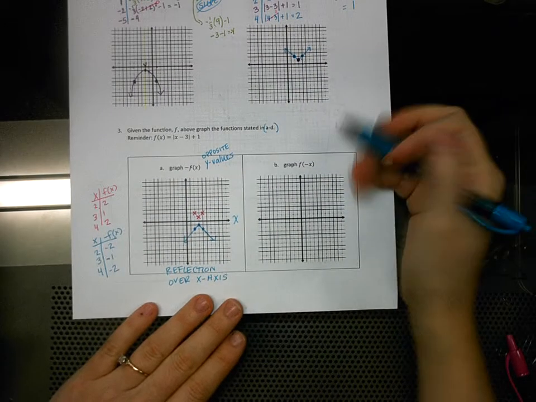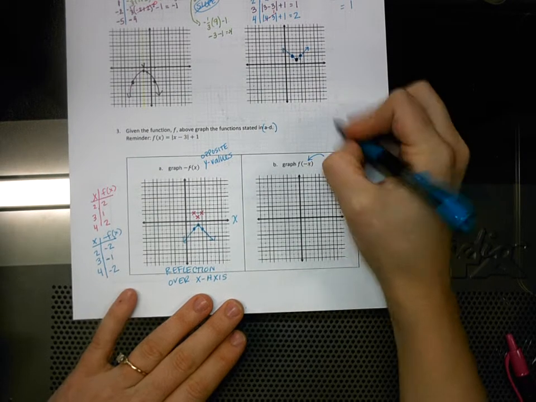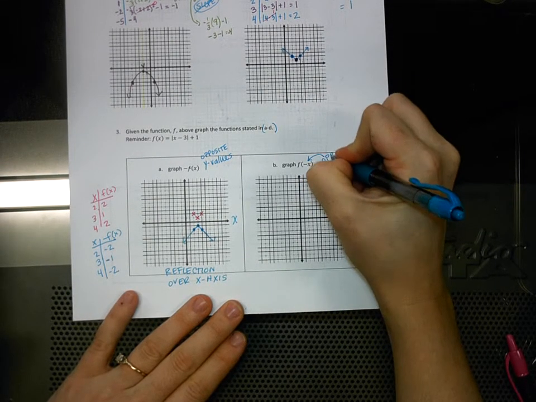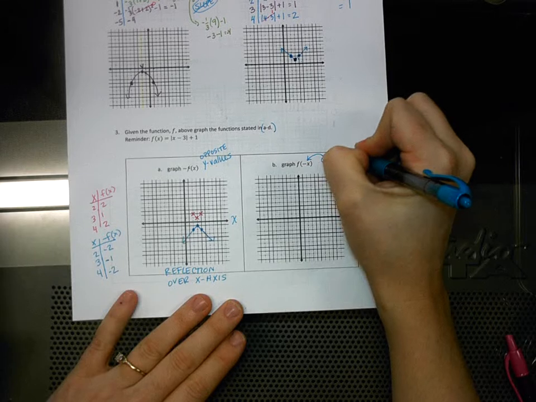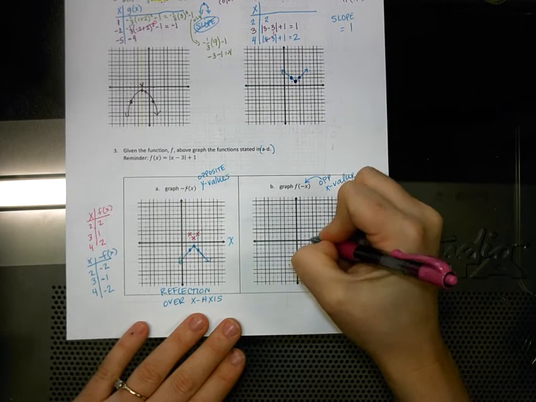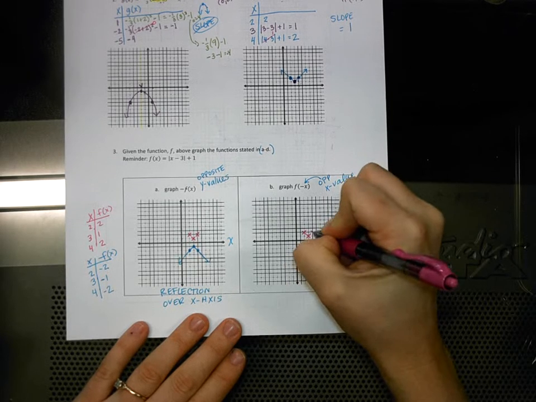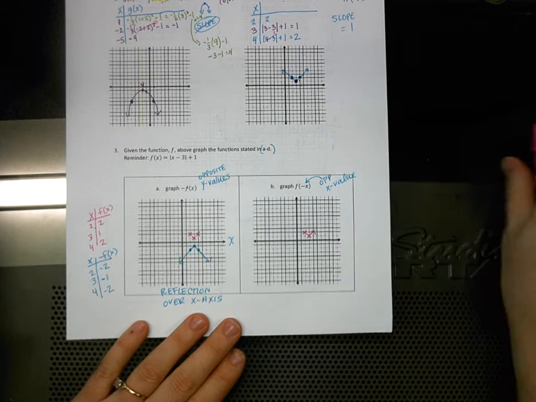Okay, part B, this means the inverse of x, or we're going to find our opposite x values. We're still starting from those original 3 points that we found in number 2, but this time we want to find the opposite x values.